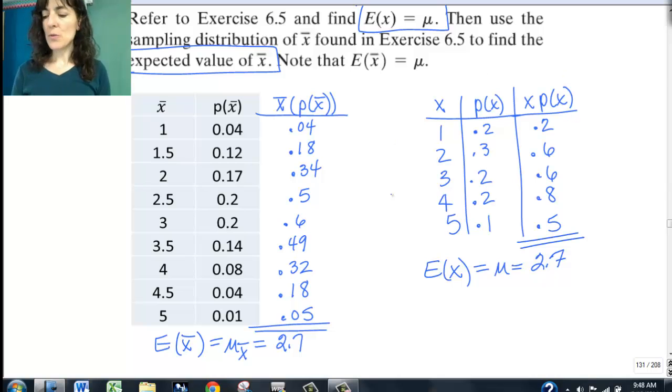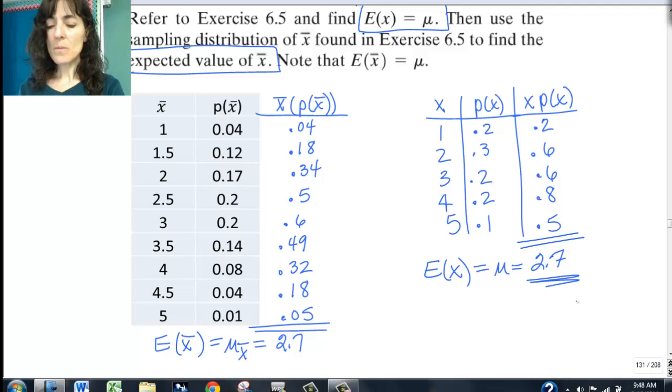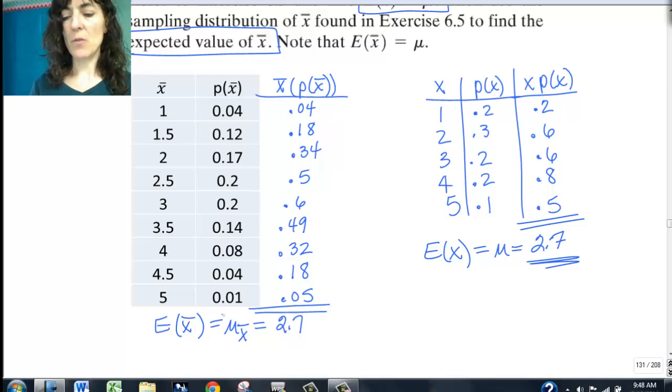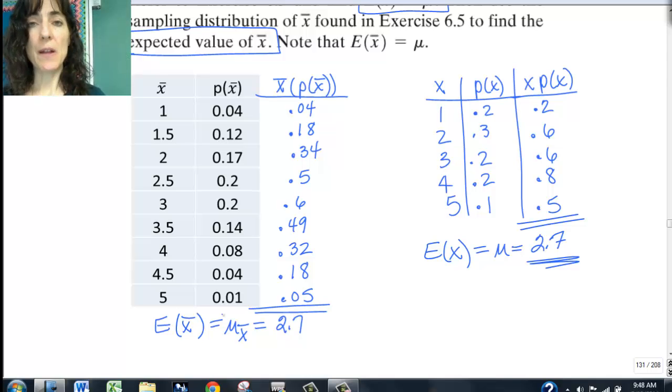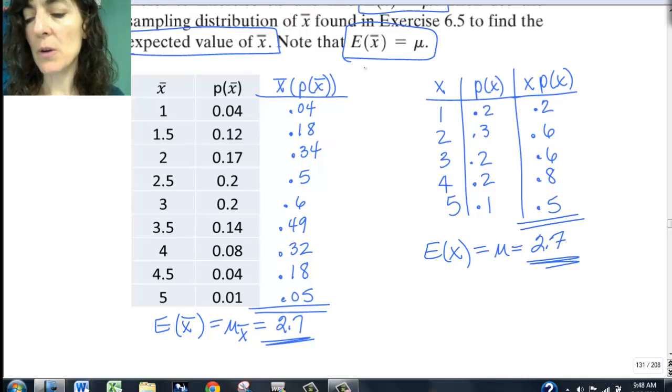Okay, so from the population information, my expected value was 2.7 for my mean. And when I did my sampling distribution and then I found the expected value of the x bars, or the sample means, they came out to the same value. And that's what it's saying here. Note that they come out to be the same value.